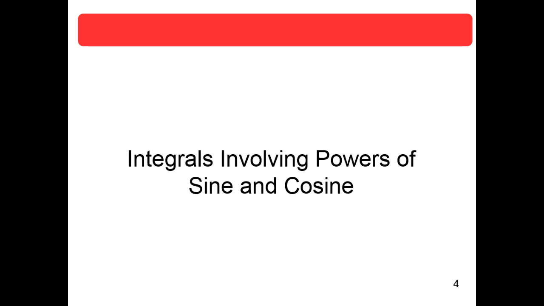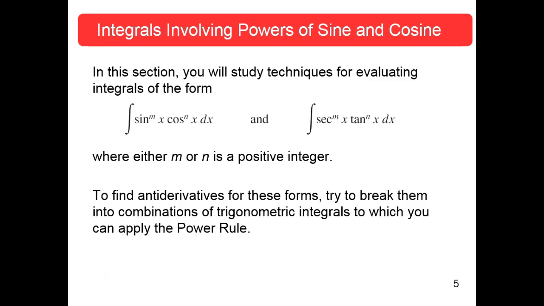Integrals involving powers of sine and cosine. In this section, you'll study techniques for evaluating integrals of this form: the integral of sine to the mth power of x times cosine to the nth power of x, these are powers, or, in the next section, secant to the mth x tangent to the nth x. Now you might say, why are cosecants and cotangents not being mentioned? Well, you can almost use those in combinations of these two. These are the most common, okay?